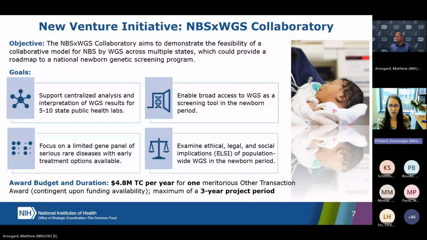The Newborn Screening by Whole Genome Sequencing Collaboratory, which I'll refer to as NBSxWGS for the remainder of this presentation, aims to demonstrate the feasibility of a collaborative model for broader genomic sequencing across multiple states to demonstrate the potential for a national newborn genetic screening program that maintains the public health goals of identifying severe conditions that are treatable early in life and can keep pace with the therapeutic development landscape for rare diseases. On this slide are listed 4 high-level goals of the program.